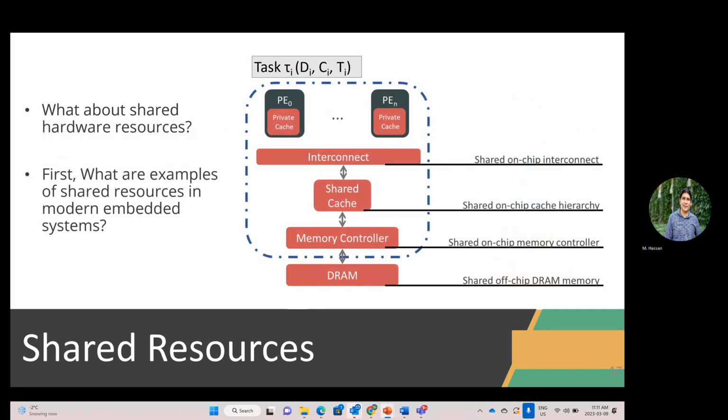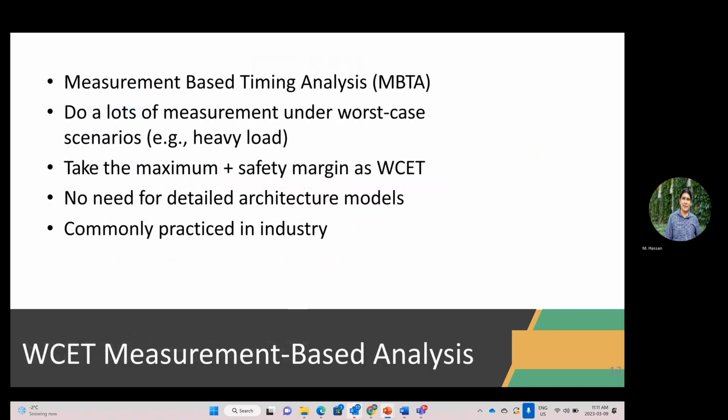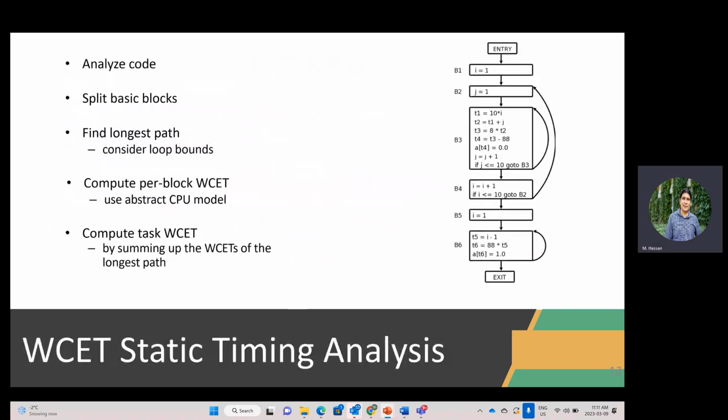Okay. If you look closely into this one, every single red block here is in fact a source of interference. What do I mean by interference? Basically contention between different tasks running. Because for example, a task running in processing element 0 might want at one cycle to access the interconnect. Like if I go back to this example of code here, maybe at one of the instructions, I might have a load instruction. One of the basic blocks, I have a load instruction, right? Load means I need to get something from the memory.